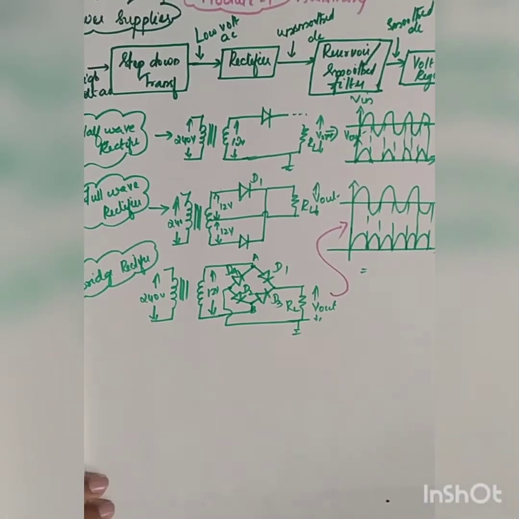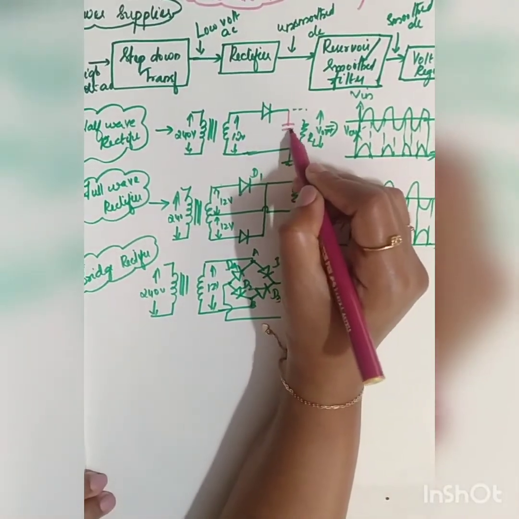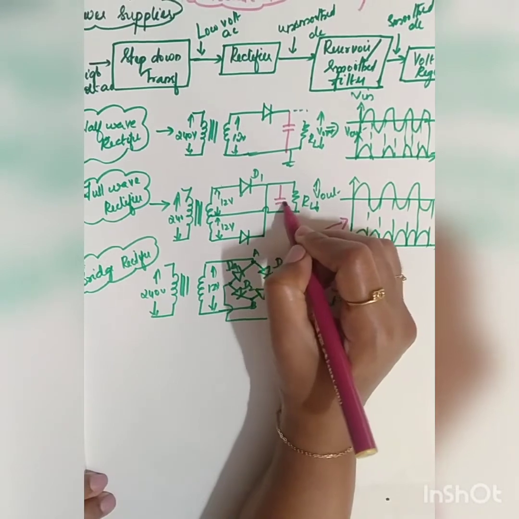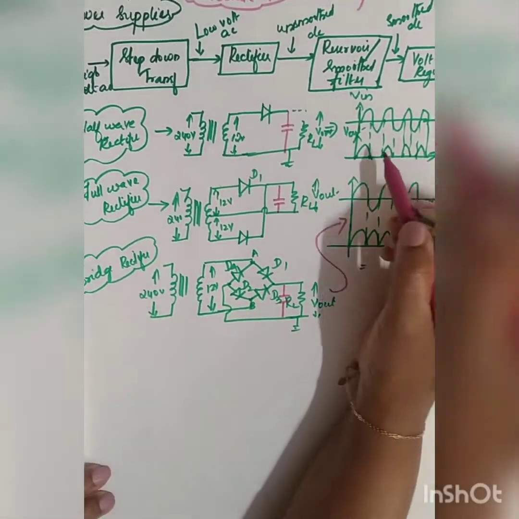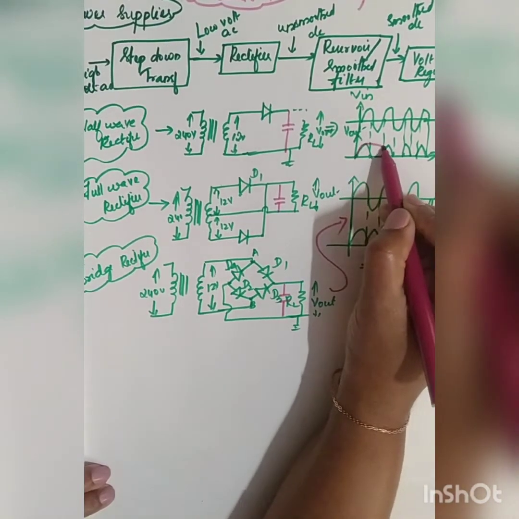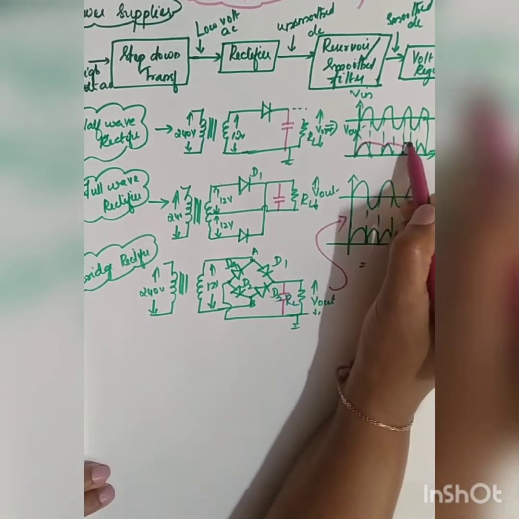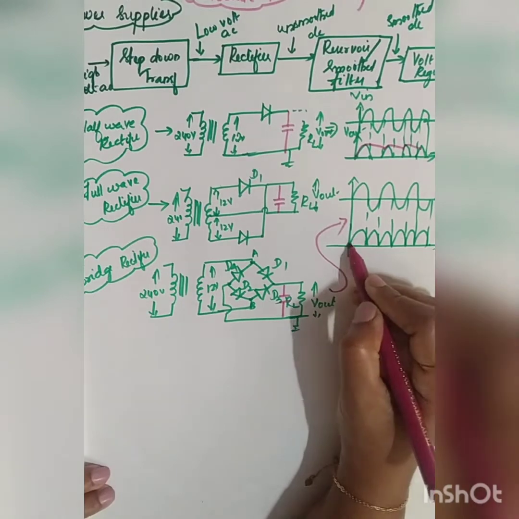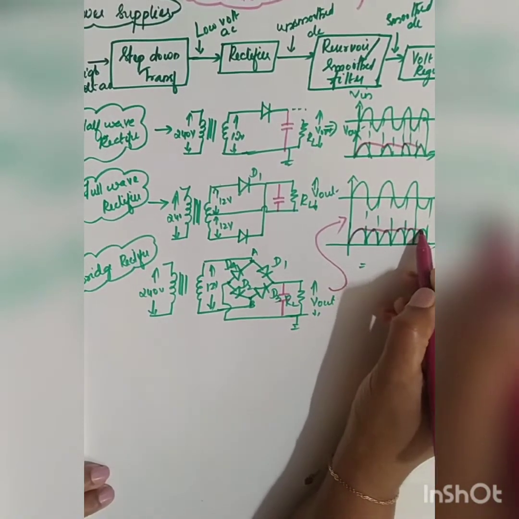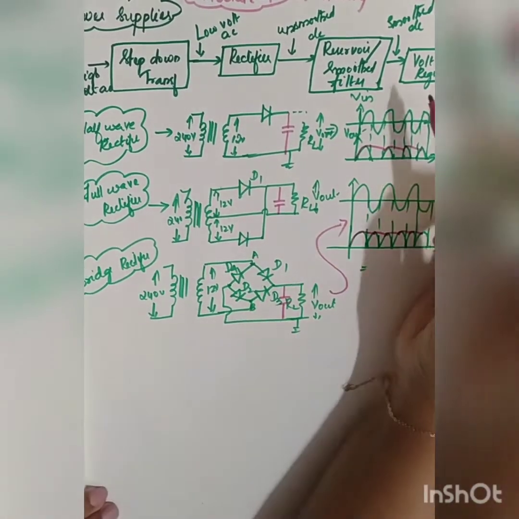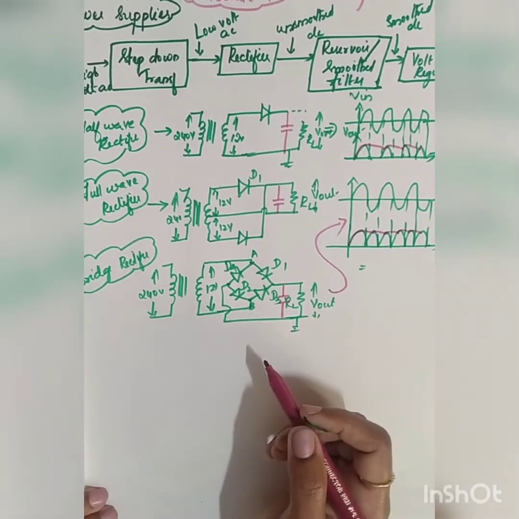The next circuit diagram was your smooth filter. If I add a capacitor to all these three circuits, it becomes the diagram of your capacitor or smooth filter. So what is your output? This will be your corresponding output. Charging and discharging. So this is your corresponding output, DC with small ripples.